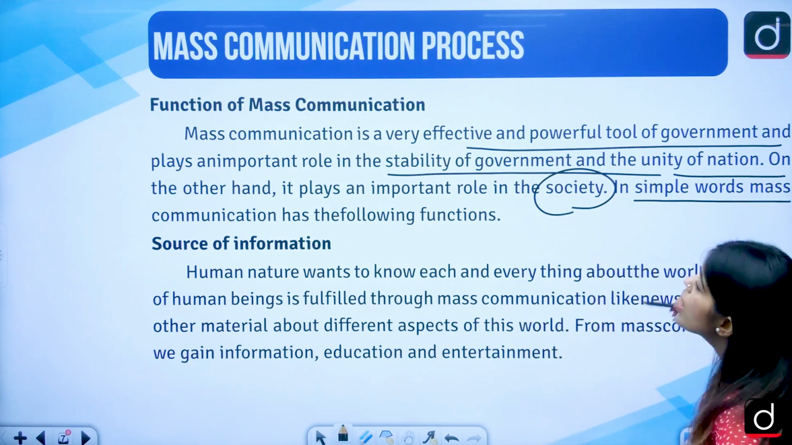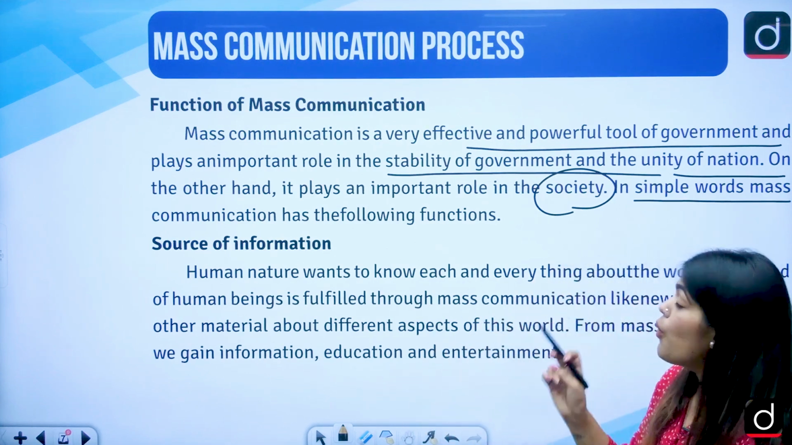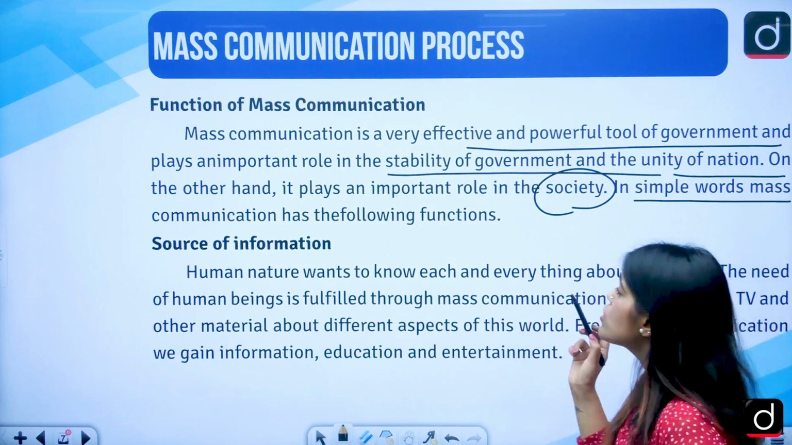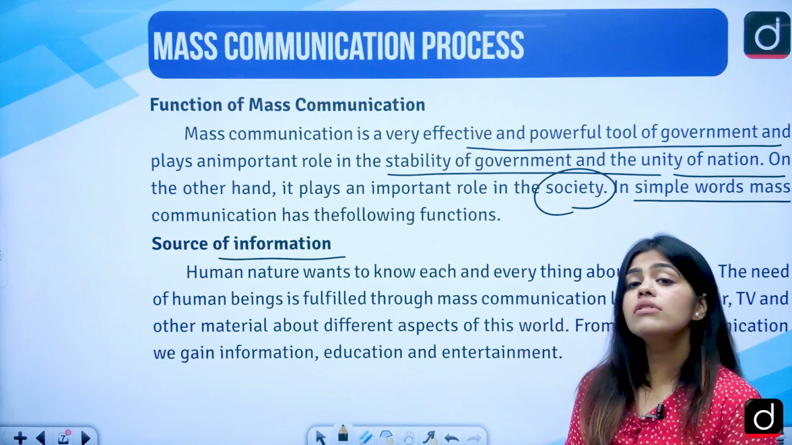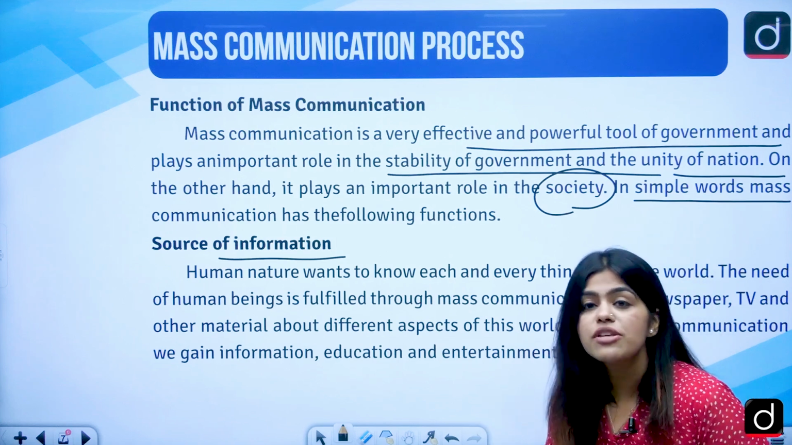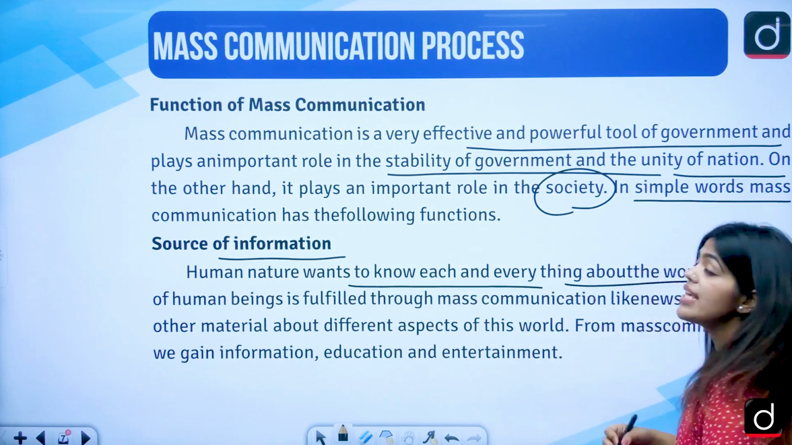In simple words, mass communication can have a lot of functions. What are these? First is the source of information. Mass communication is used so that we can get information. Humans want to know each other. They want to know everything about the world.